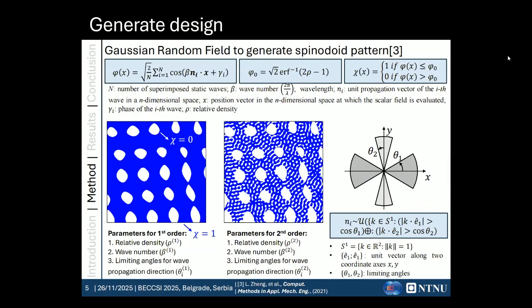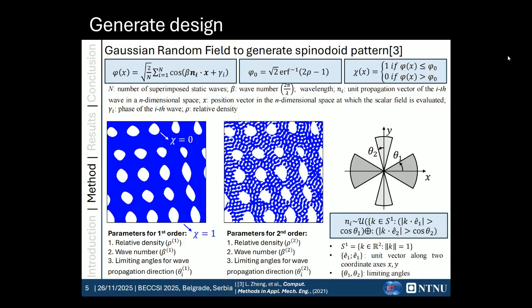Let's look at the first step, how we generate these hierarchical designs, because it's not quite easy to do. Currently, the most popular method is to utilize the Gaussian random field to generate spinodoid patterns. Governed by these three equations, we can easily obtain the first-order spinodoid-like structures. When chi equals 0, that means the cavity, and when chi equals 1, that means it is the solid phase.